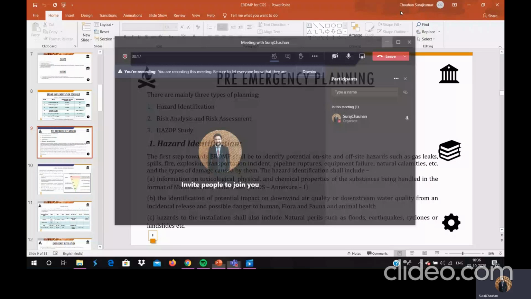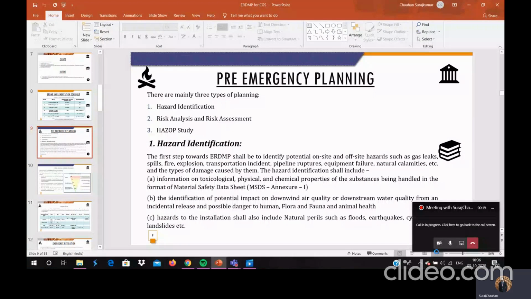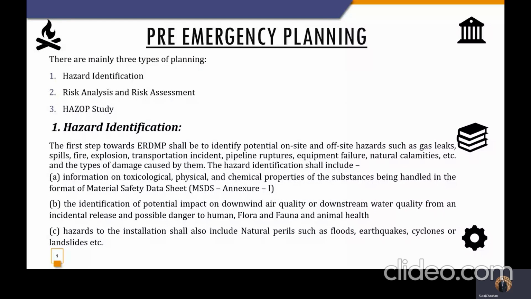I will be discussing pre-emergency planning. Now, if we have an emergency, we can't do planning at that time. Planning should be done beforehand so that at times of emergency, we can take necessary actions. So, there are three main types of planning. First is hazard identification, second is risk analysis and risk assessment, third is hazard study, that is hazard and operability study. Now, let's see what is hazard identification.